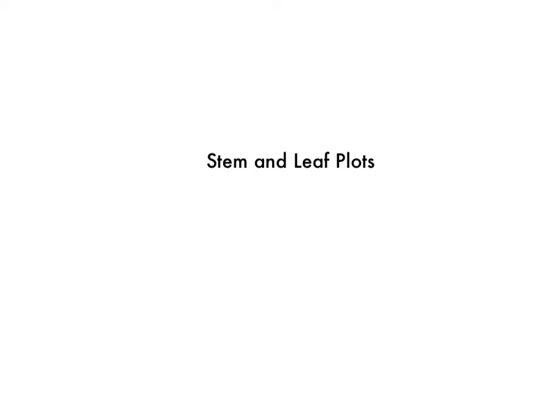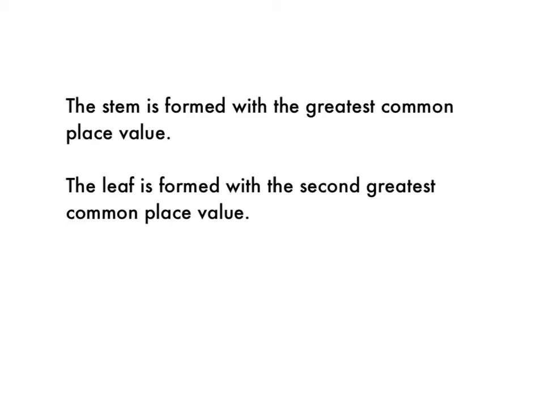Today we're going to be learning about stem and leaf plots and how we can organize our data with these specific graphs. There are two parts in the stem and leaf plot. The stem is formed with the greatest common place value. The leaf is formed with the second greatest common place value.